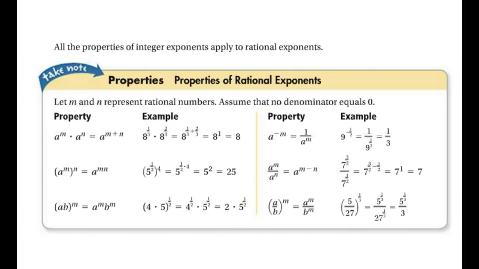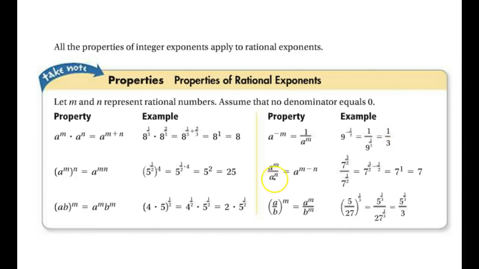3 more properties shown at right. When we have a negative exponent, we can take the reciprocal of that expression and take care of that negative exponent. So a to the negative m power is equal to 1 over a to the m power. An example of this would be 9 to the negative 1/2. We can rewrite this as 1 over 9 to the positive 1/2. 9 to the 1/2 is the square root of 9, which is equal to 3. So that means the simplified form would be 1/3.